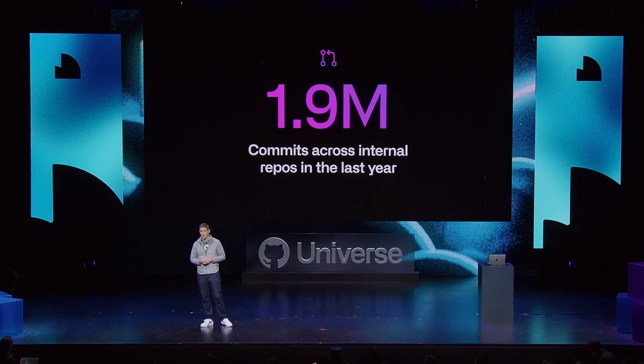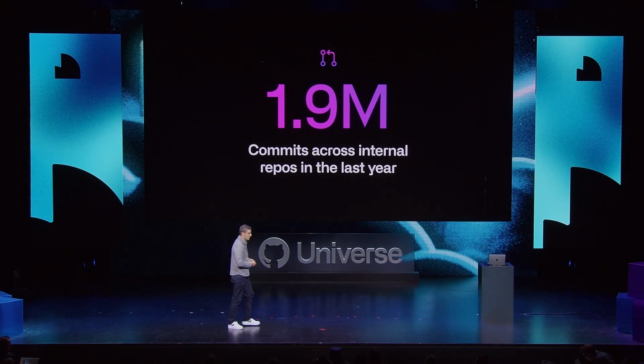Then think about things like how many commits. That's obviously an incredibly important part of our day, too. For us, obviously, we think about that as sort of the kernel of how we represent a unit of work in Git terms. And in the last year, inside GitHub, we've had more than 1.9 million commits across all of our internal repositories. That's just a ton of branches, pull requests, commits, issues, and more.